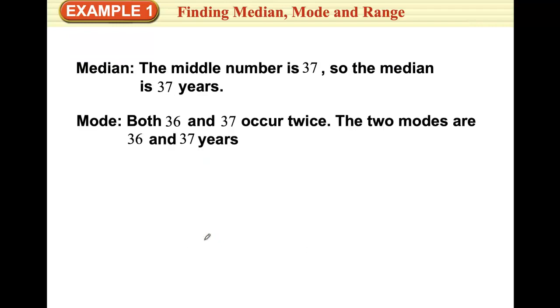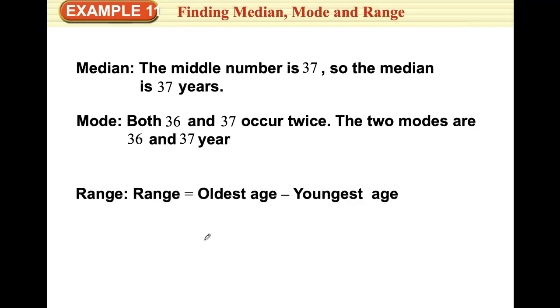Both 36 and 37 occur twice, so there are two modes, 36 and 37. There can be no mode if there are no numbers that are duplicates, or there can be one mode, or two modes, or there can be many. And the range is the oldest minus the youngest. The oldest was 41, and I'm going to subtract the youngest, which was 36, so our range is 5 years. That is the median, mode, and range of our data.